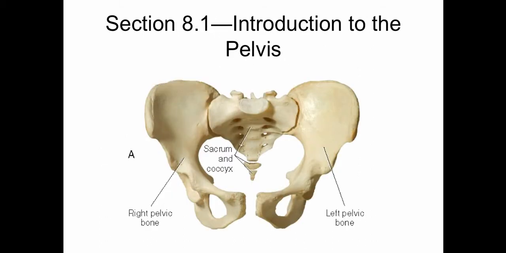Let's start with the pelvis. The bony pelvis comprises the sacrum, the coccyx, and two pelvic bones. It is considered a transitional body part because the two pelvic bones belong to the appendicular skeleton, while the sacrum and coccyx belong to the axial skeleton.